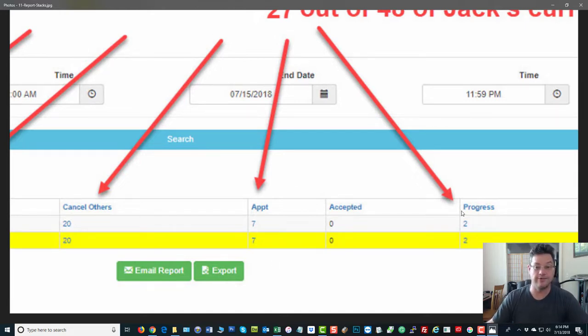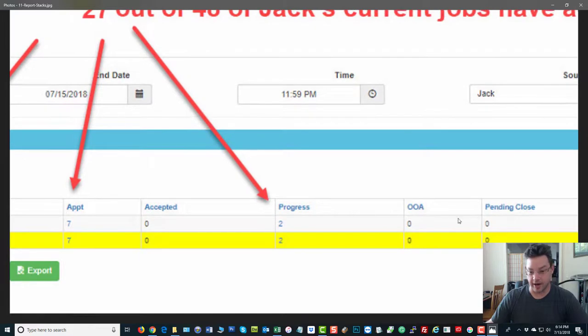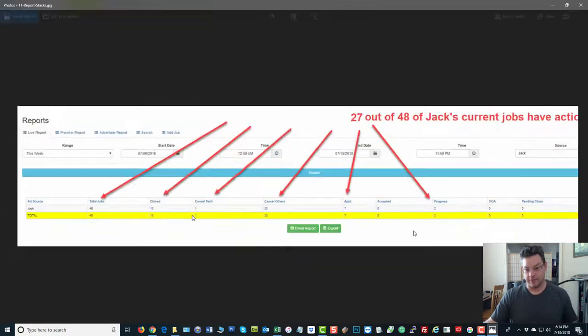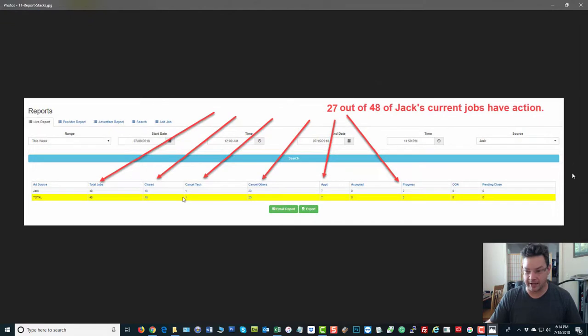2 are in progress physically right now as we speak. There are always going to be some happening right now. None are reported to be out of area. None are pending close right now. For anyone who asks how you know that they really canceled, go back to the phone calls and listen. But I have another thing to show you.